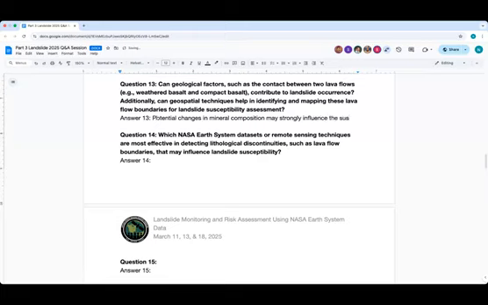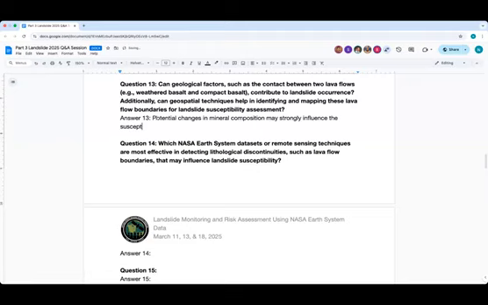I think volcanic terrain has its own specific set of challenges when it comes to landslides, because we know that there are other factors at play, including, particularly, if there's active volcanism going on. But yes, in general, geological factors can certainly influence landslide occurrence.